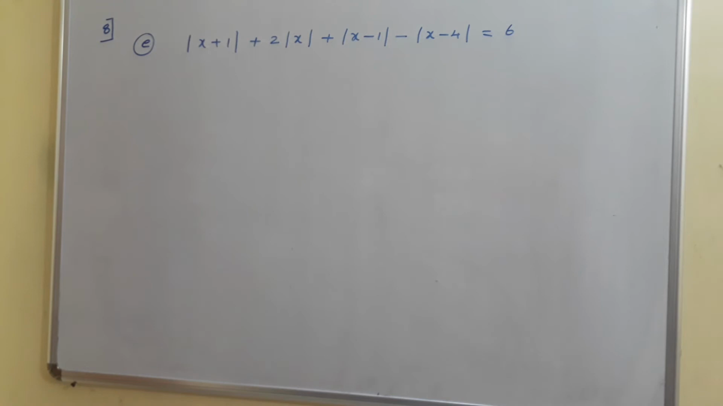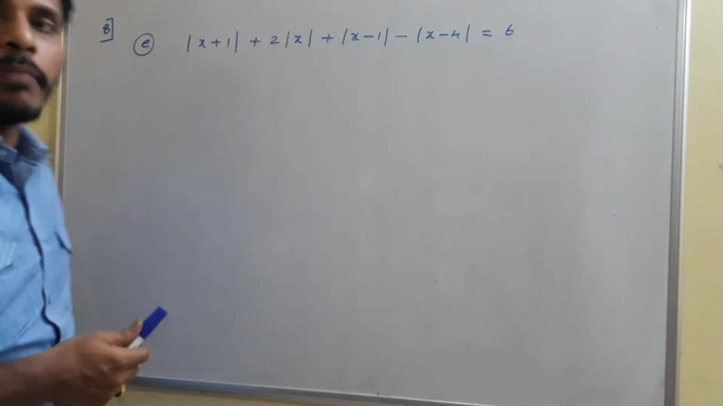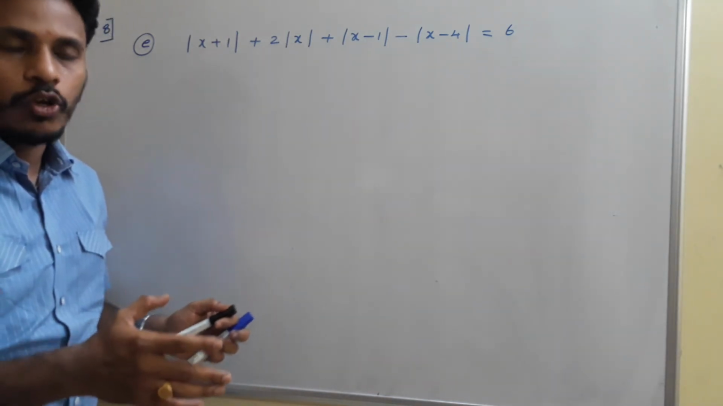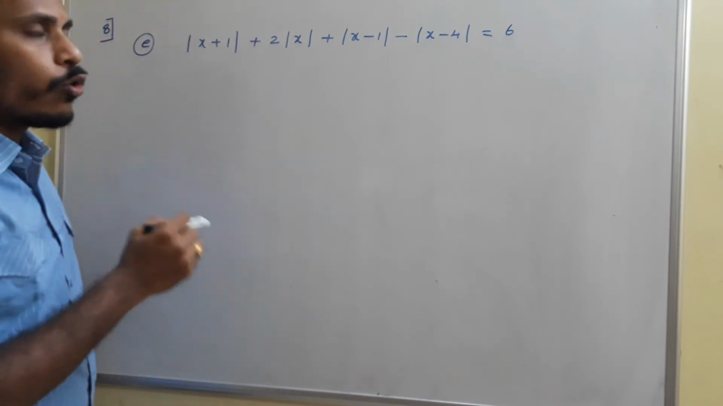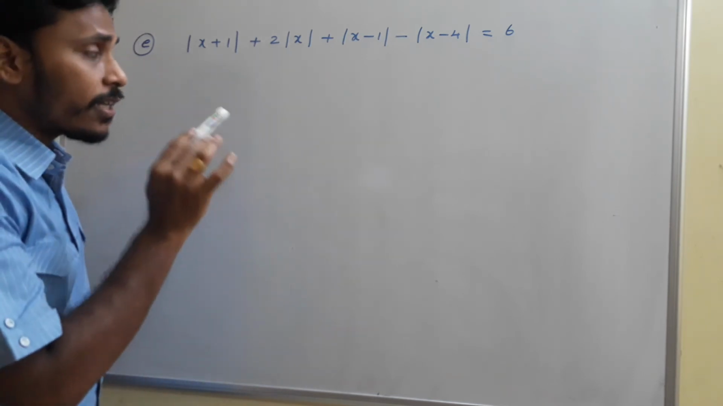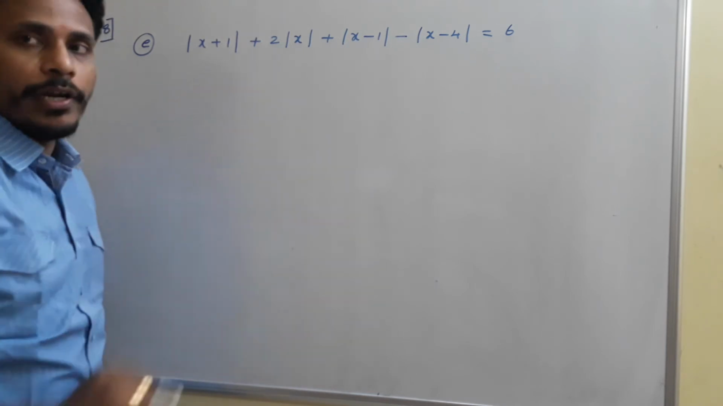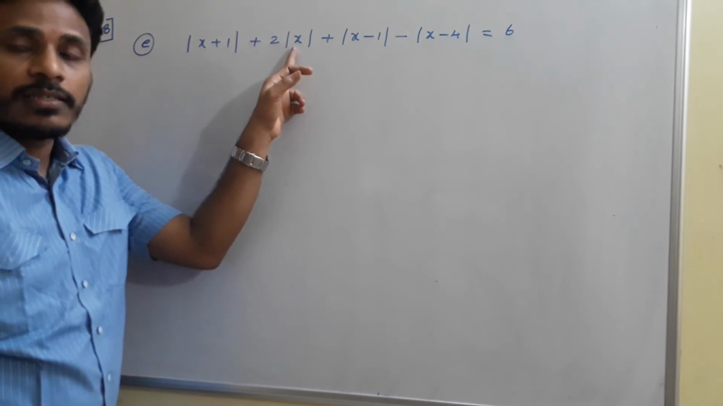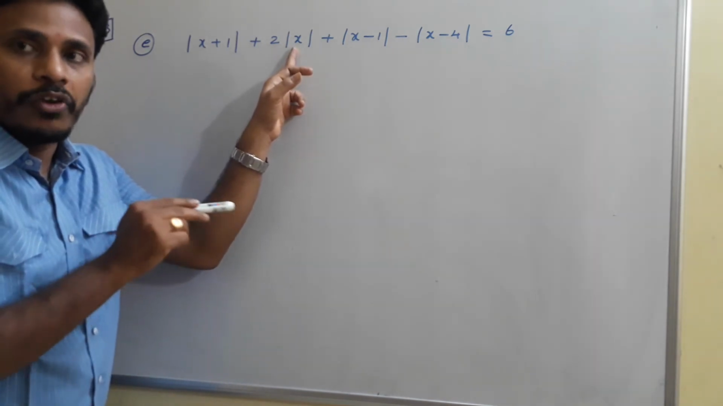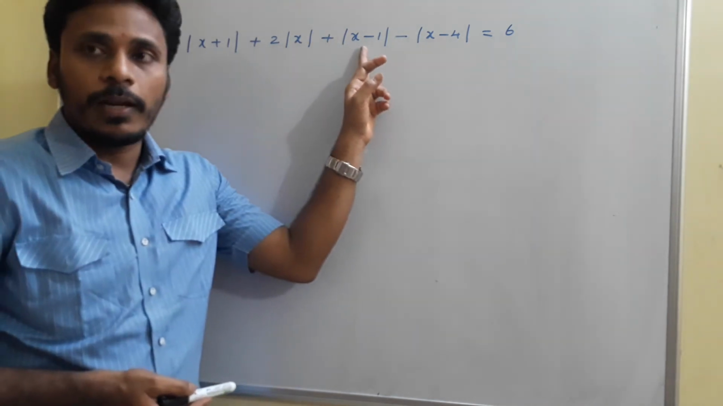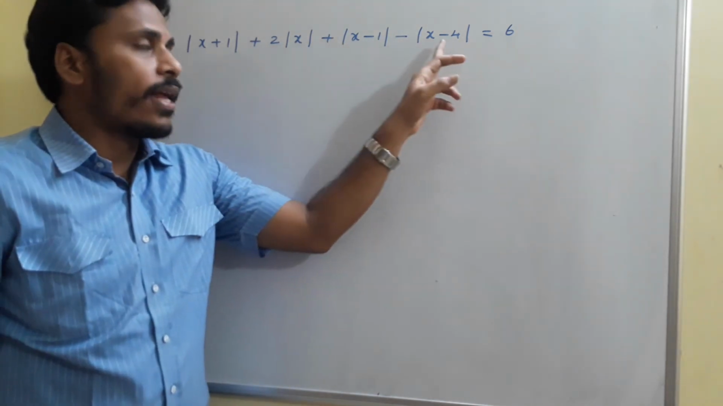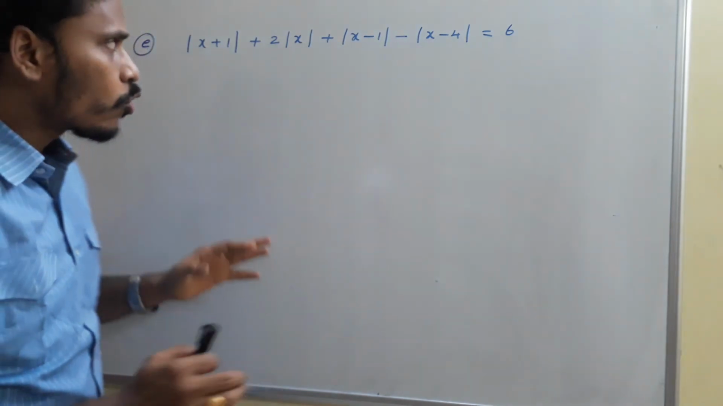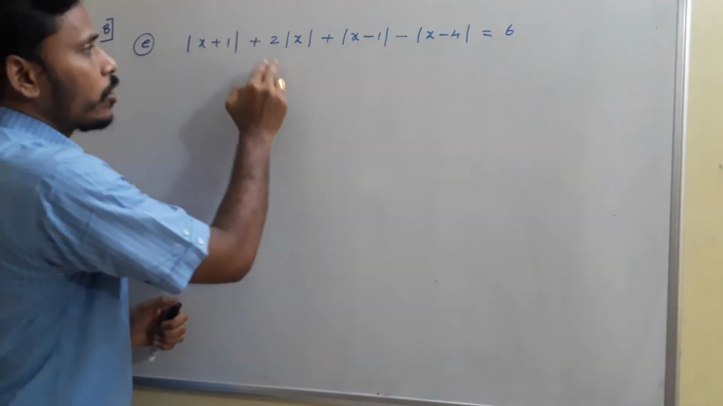Just look at the problem. Modulus of x plus 1 plus 2 mod x minus 1 minus mod x minus 4 is equal to 6. We need to solve the problem again by dividing it into different regions, just by observing the critical points. For the first term the critical point is minus 1, and for the second term, if you treat it like x minus 0, the critical point is 0. For the third term, x minus 1, the critical point is 1, and for the fourth one the critical point is 4. So the critical points are minus 1, 0, 1 and 4.